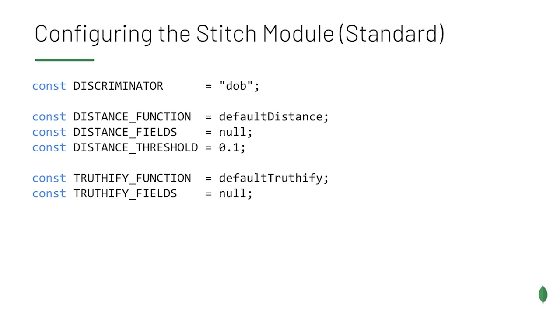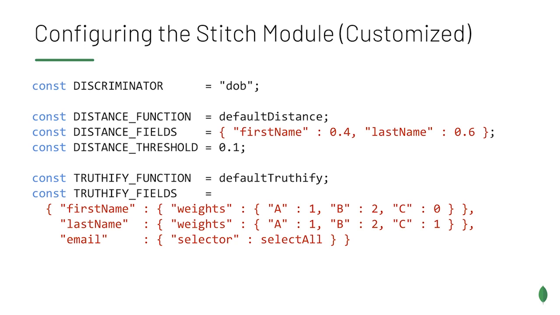You can see here distance fields and truthify fields, they are null, and you can specify your own values there. In this case, for example, distance fields: we choose first name and last name, and we give them weights of 0.4 and 0.6 respectively, which means that the first name is worth a little less than the last name. So if the last name of 2 people is similar, that counts a little more than if it's the first name.